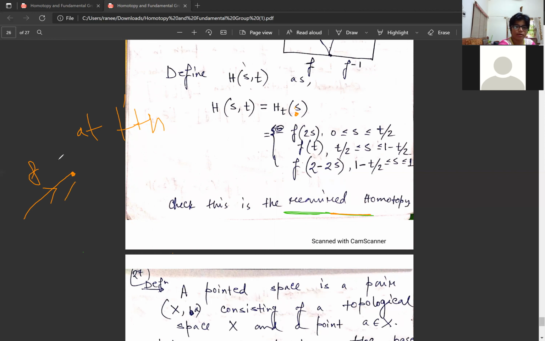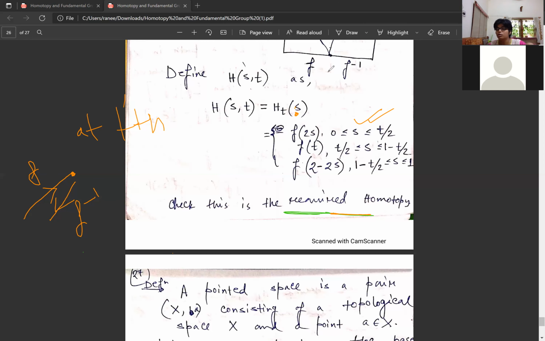Why did we do that? Just look at this, for example, let's see what will happen if your t is 0. If your t is 0, then what will be h of s comma 0, like h 0 of s, from this definition? It will be just the point x naught, right? F of 0, f of 0, f of 0, because your t is 0. So you will fall under this situation, and then you will be f of 0, that is your x naught.